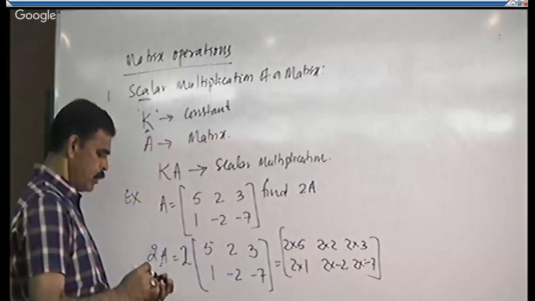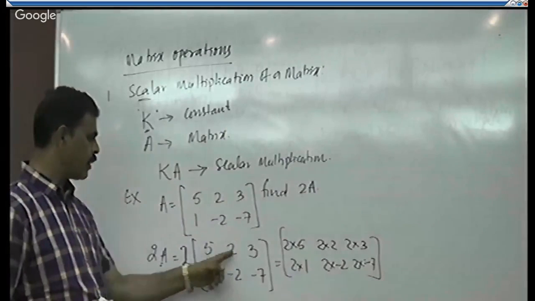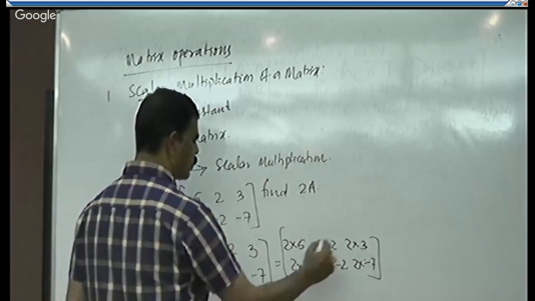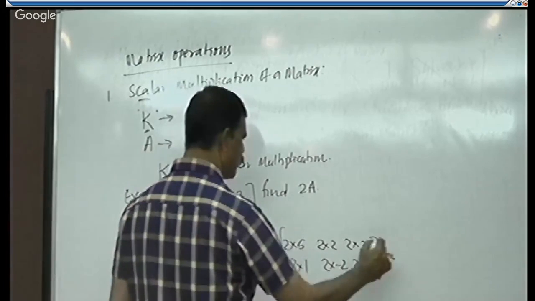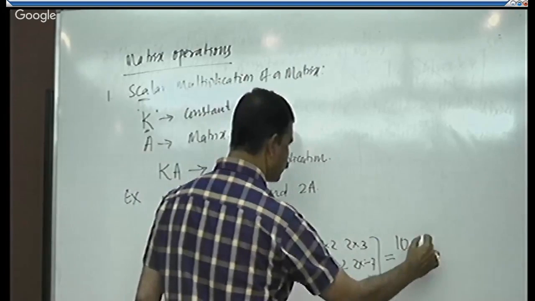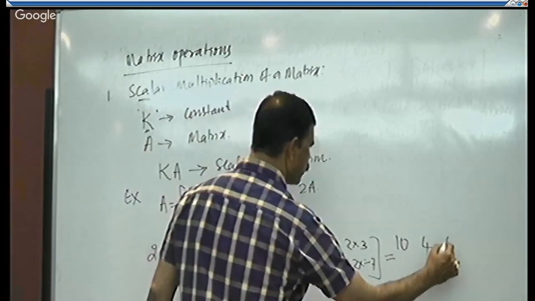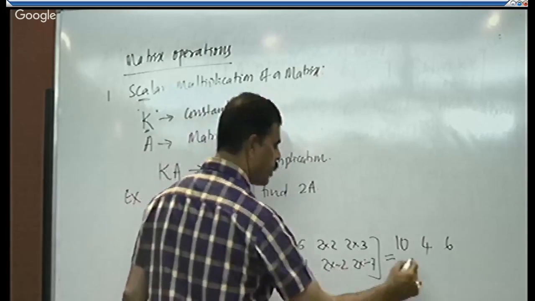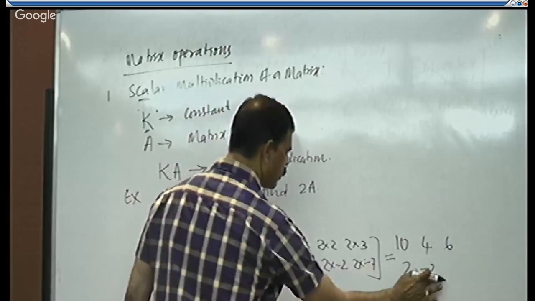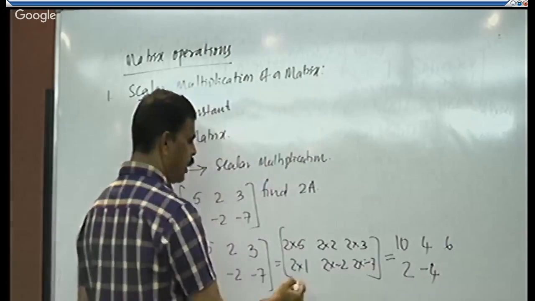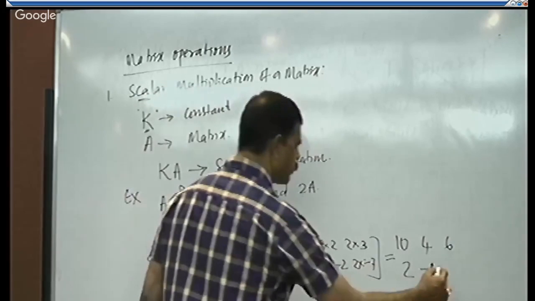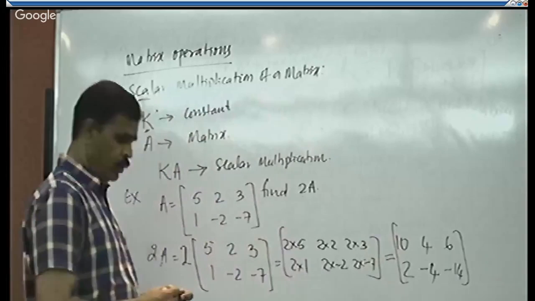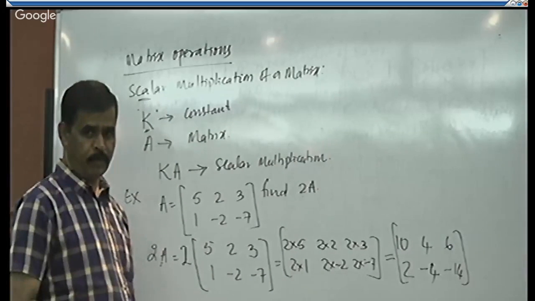We multiplied all the elements of a given matrix with 2. Then it is equal to what? It is 2 into 5 is 10, 2 into 2 is 4, 2 into 3 is 6, 2 into 1 is 2, 2 into minus 2 is minus 4, and 2 into minus 7 is minus 14. This is the procedure to get a scalar multiplication.